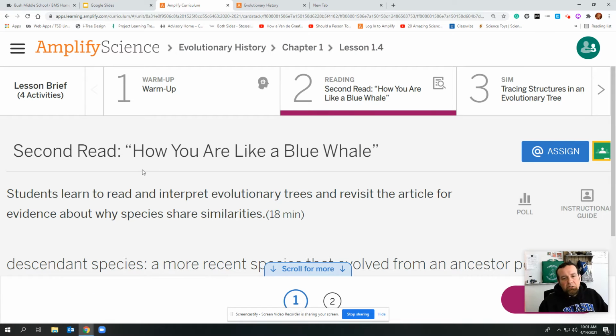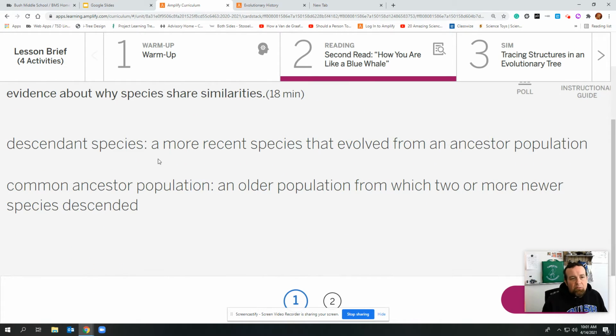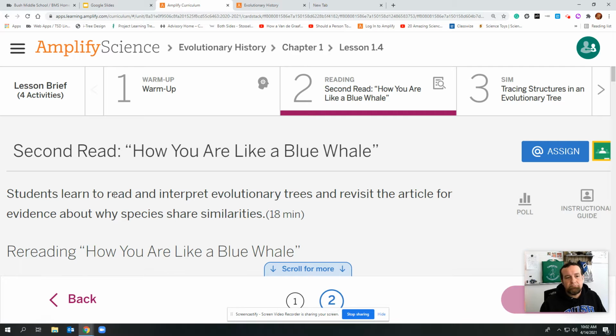So here for part two, let's get these two vocabulary words covered because we need to understand what we're talking about here. A descendant species is a more recent species that evolved from an ancestor population. So that would be the newest of the species, right? And then a common ancestor population is an older population from which two or more species descended. And now we're going to take a look at descendant species and common ancestor populations on page two here.